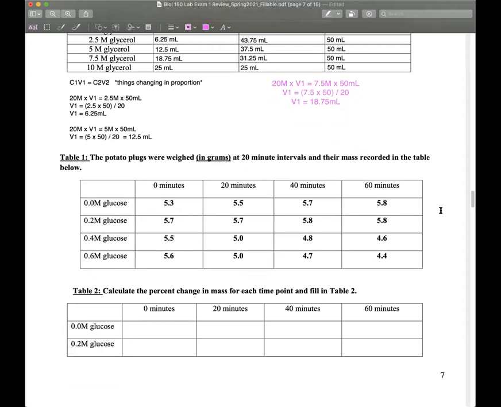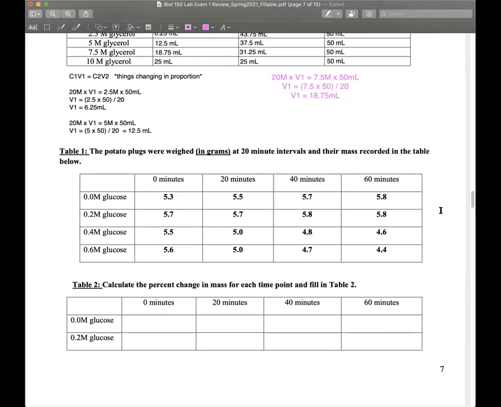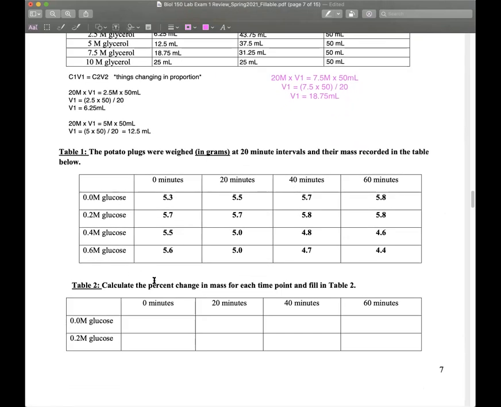All right, so now we're moving on to some more percent change. This had to do with our potato pieces. This is our raw data that's just showing the weight in grams. And we want to know what the percent change in mass was, whether it gained or lost mass, and exactly how much of its total mass it gained or lost.